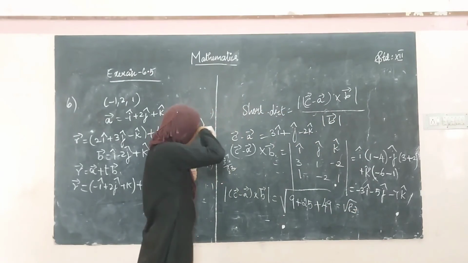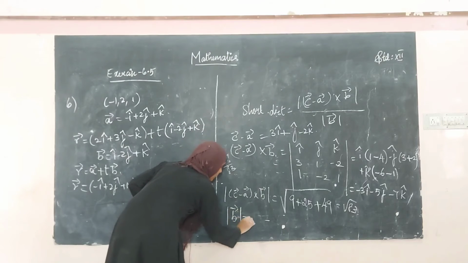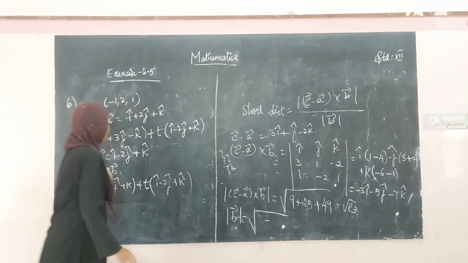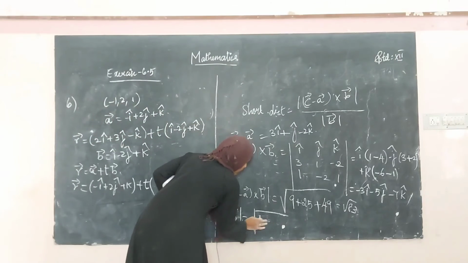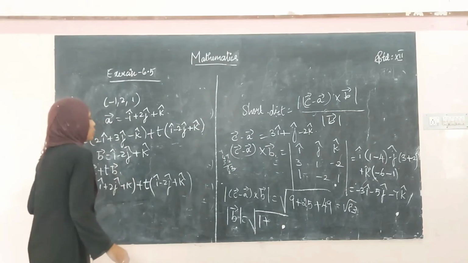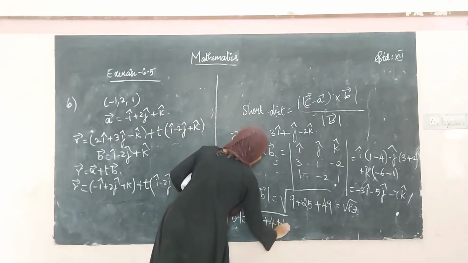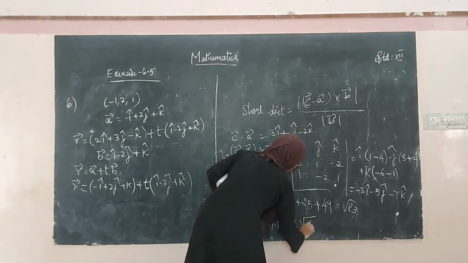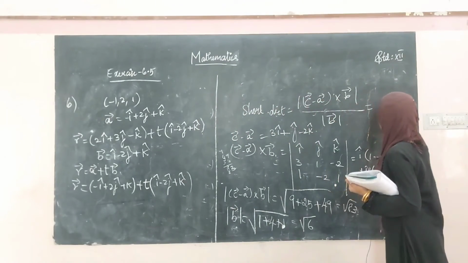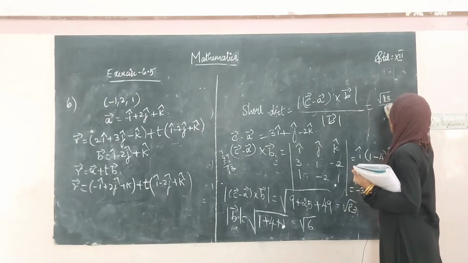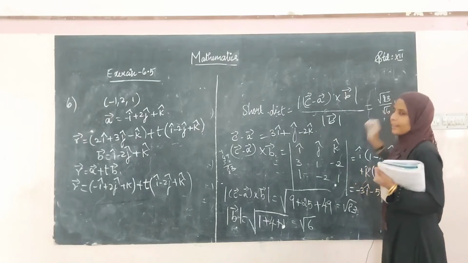And again we have to find the modulus of b. So the modulus of b vector is equal to the square root of, what are the coefficients of b? 1 square is 1, plus minus 2 the whole square is 4, plus again 1 square. This is equal to the square root of 6. So what's the answer here? It is the square root of 83 divided by the square root of 6 units. That's the shortest distance between the two given lines.